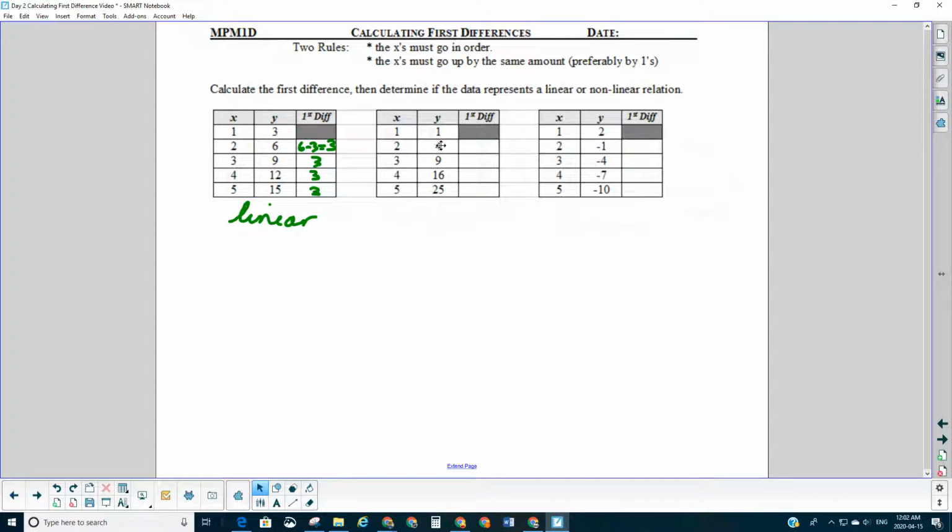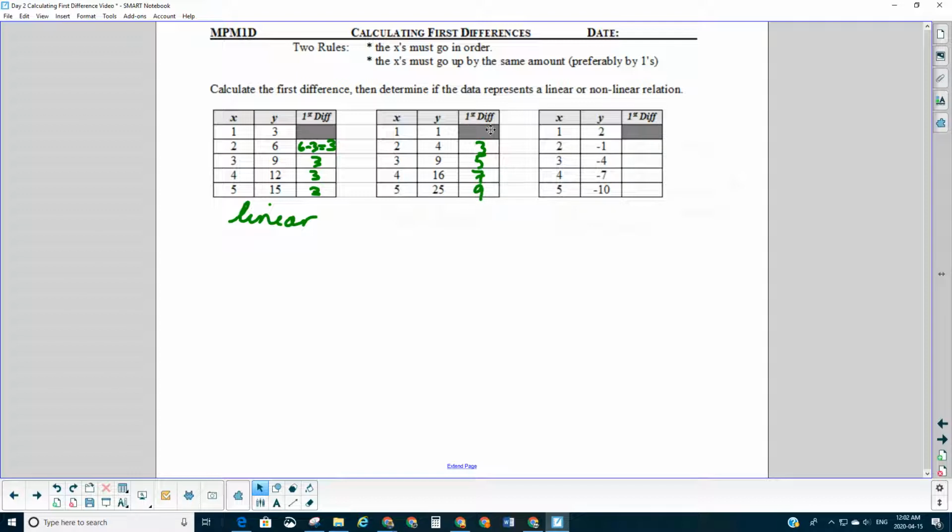Going from 1 to 4, that's a jump of 3. So is this one. Maybe it's linear. Oh, wait. Going from 4 to 9, that's a jump of 5. Going from 9 to 16, that's 16 minus 9, that's 7. That's a jump of 7. And this last one is a jump of 9.